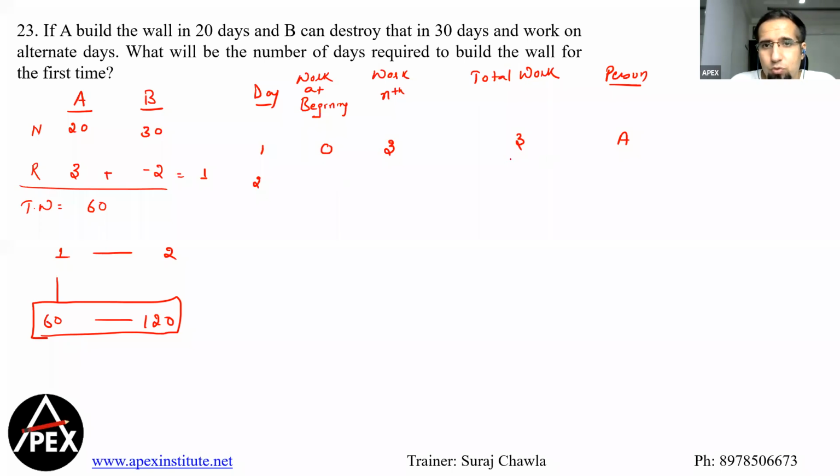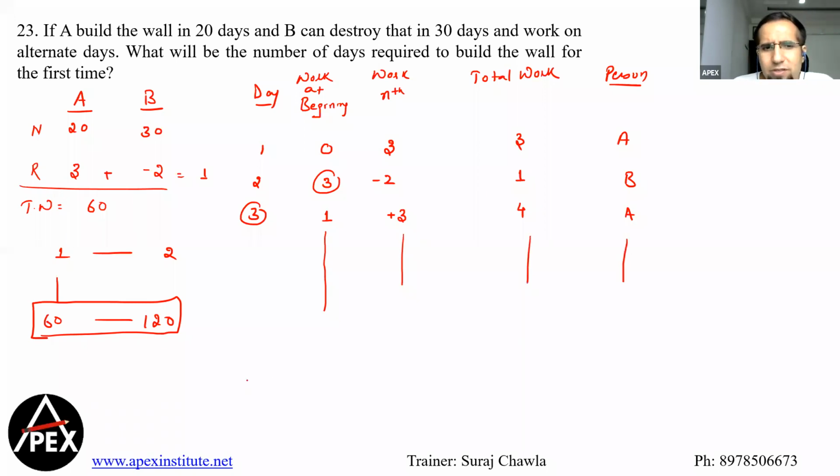Can I say day 2? When B came, 3 units were constructed. B has come. B does -2, so therefore total work done is 1. Day 3, I had only 1 unit. A comes and completes 3. That means total work is 4. Is this point clear with all of us, guys?